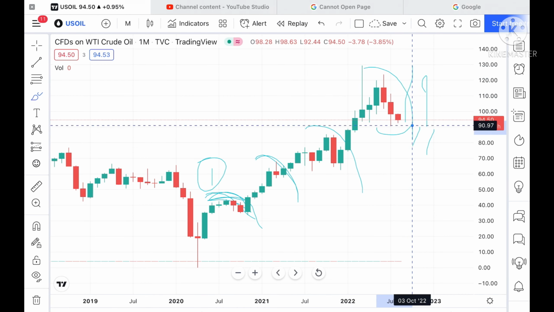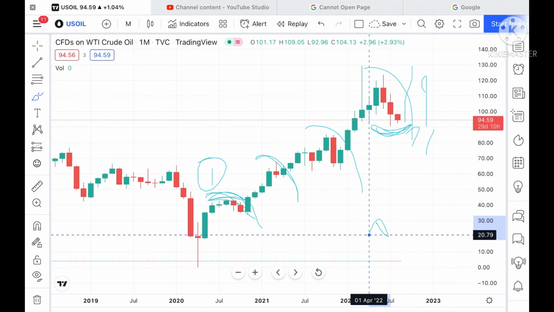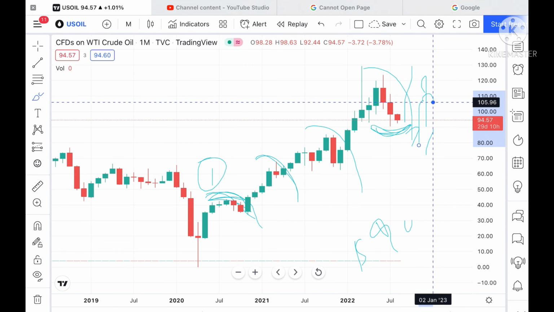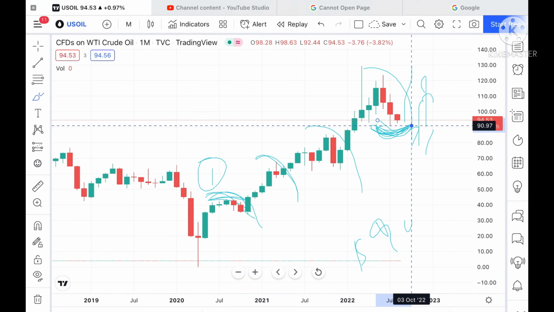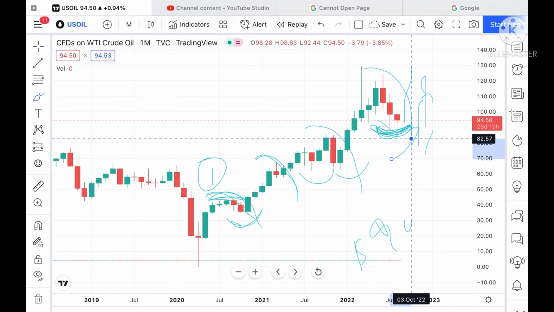So once this swing is formed, suppose $90 is a strong support, we can see it can move upside, because if we treat this as a good swing, then the probability of moving further upside is very high.